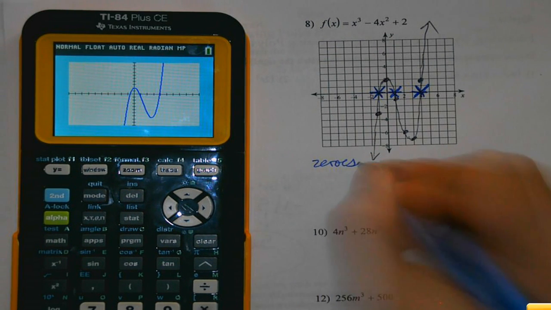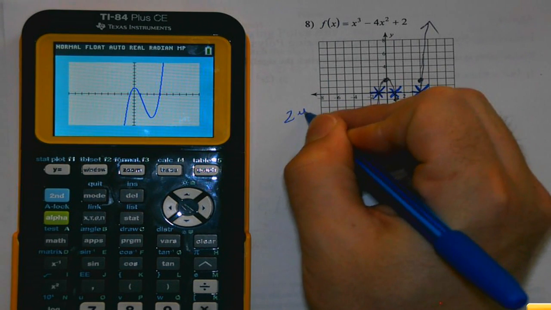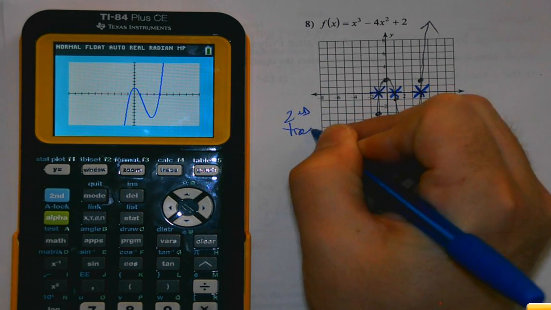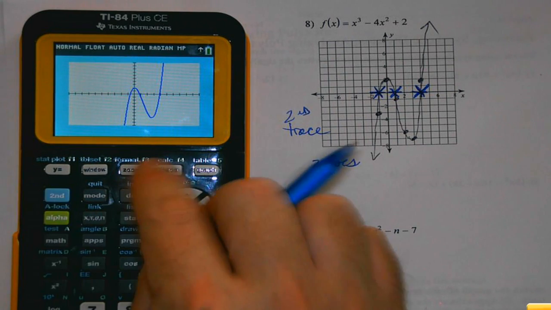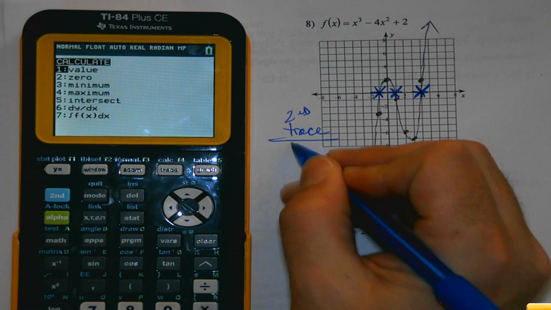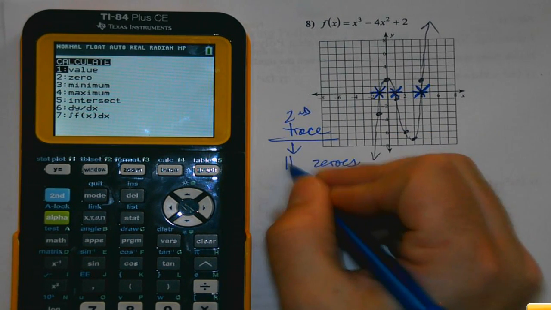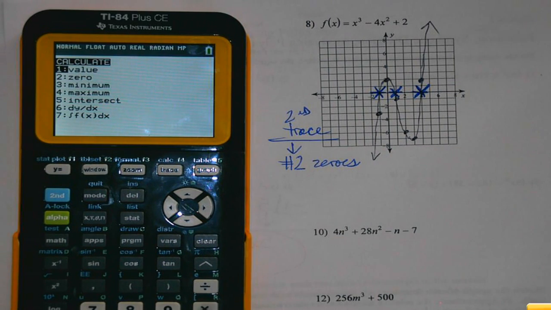So for my zeros, for every one of these things that I'm looking for, I'm going to use the second and the trace on my calculator to get to the calculate menu. But then once I get there, it depends on what I'm looking for and which number I'm going to use. So for instance, on my zeros, I'm going to use number 2.